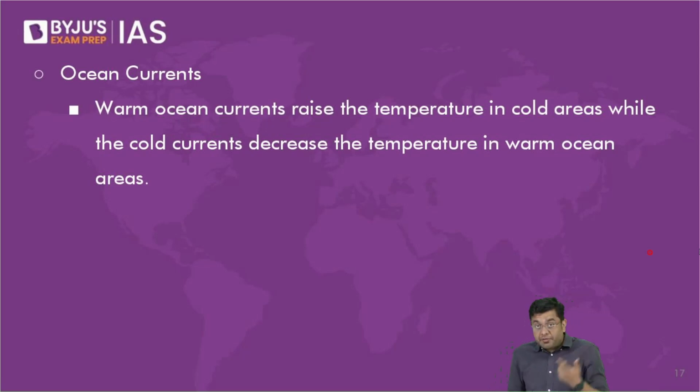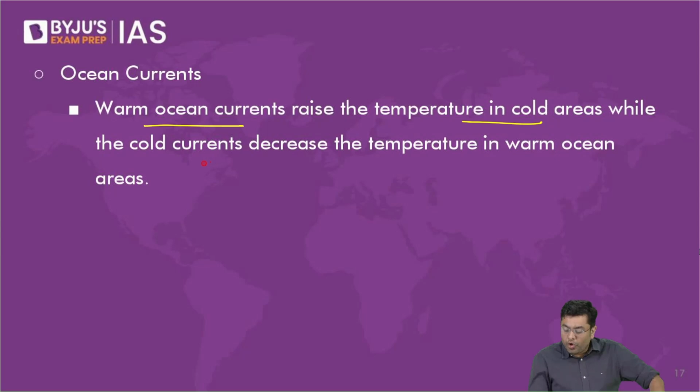Now after this, we also have a significant role played by the ocean currents. When we talk about ocean currents, just like in the case of land, where the movement of winds can influence the temperature, in a certain area, if warm wind comes into play, that will lead to an increase in temperature. In a certain area, if cold wind comes into play, that will lead to a reduction in temperature, isn't it?